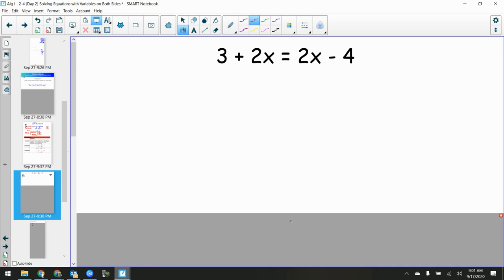The variables cancel out again, right? You subtract 2x from both sides, you get 3 is equal to negative 4. So what do you think is the solution here?